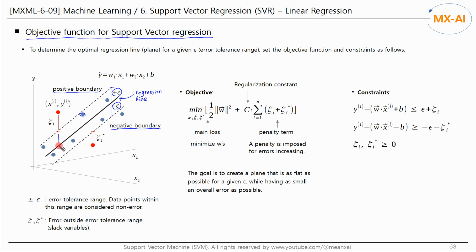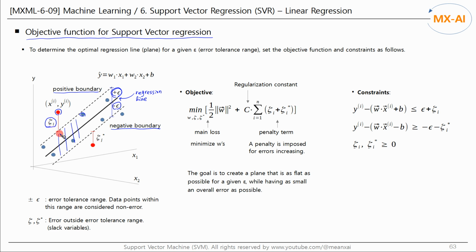All data points between these boundaries are considered error-free because they are all within the error tolerance range. The data points outside these boundaries can be said to have errors, i.e. zetas. The epsilon is a hyperparameter and is common to all data points. The zetas are slack variables and are assigned to each data point.